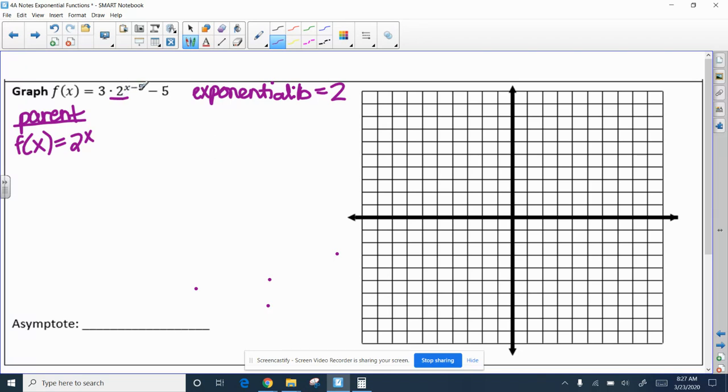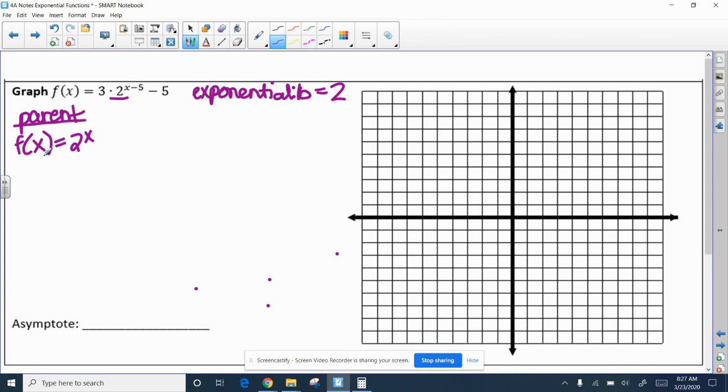That's the base and the power. This 3 that's in front is going to be a transformation. That's going to be a vertical stretch. So that is not part of the base. The base is only the part that has the exponent on it. So the base is 2, and then this is the exponent.